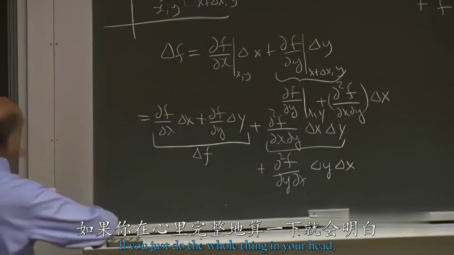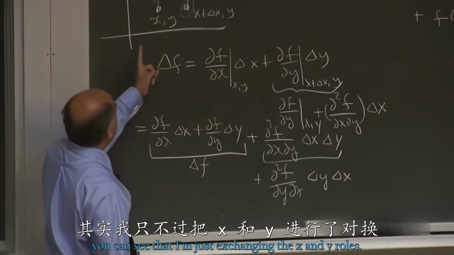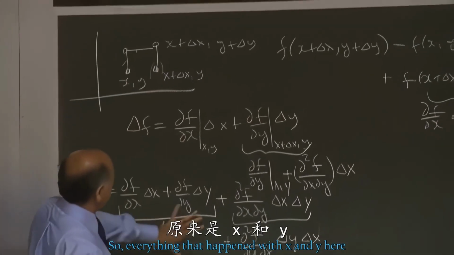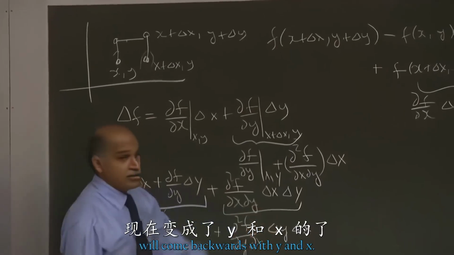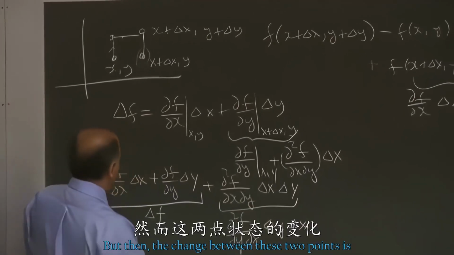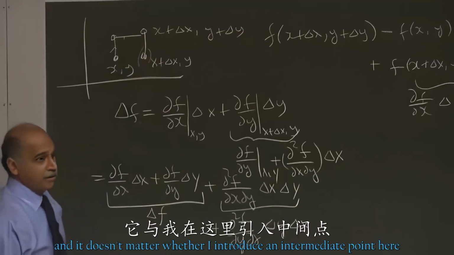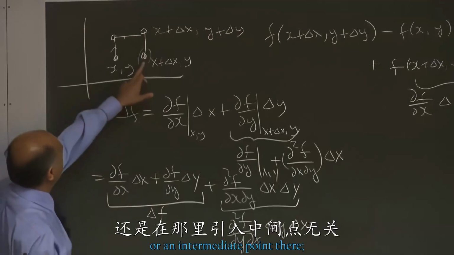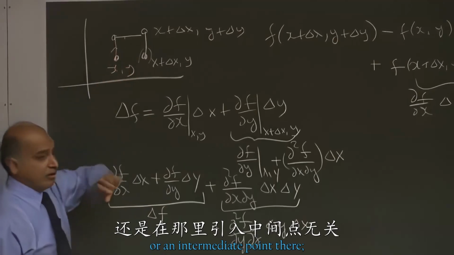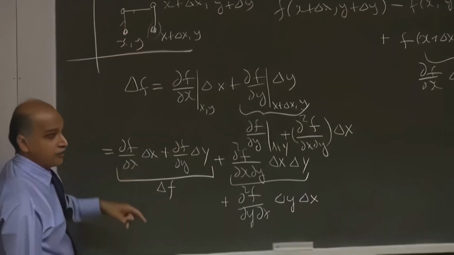If you just do the whole thing in your head, you can see that I'm just exchanging the x and y roles. So everything that happened with x and y here will come backwards with y and x. But then the change between these 2 points is the change between these 2 points. And it doesn't matter whether I introduce an intermediate point here or an intermediate point there. Therefore, these changes have to be equal.